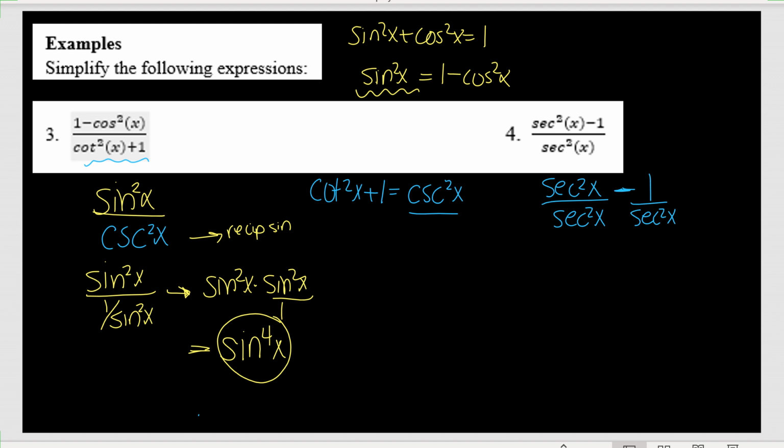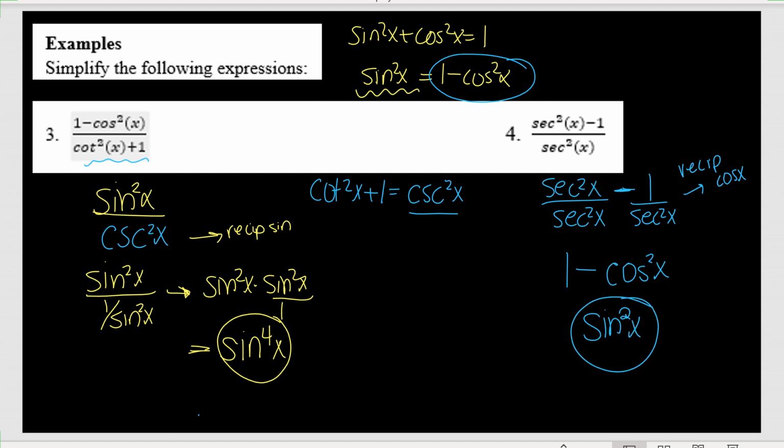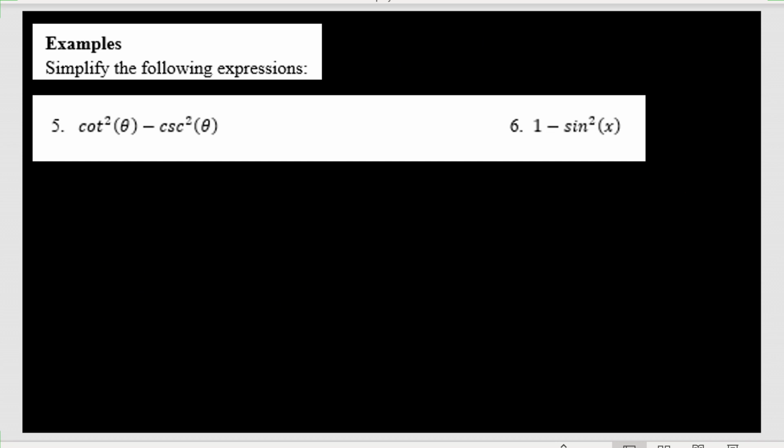Secant squared of x divided by secant squared of x is 1, and then minus 1 over secant squared. That is the reciprocal of cosine of x. So this would be cosine squared of x. Awesome. We've simplified this down to be 1 minus cosine squared. Lo and behold, guys, we already used that. 1 minus cosine squared is sine squared of x. And you're done. Now, we're getting sine squared, sine cubed as a lot of the answers so far, it's not always the answer. Don't think that it is.